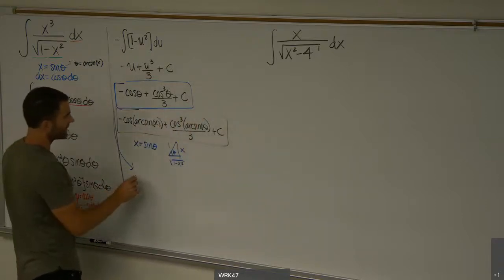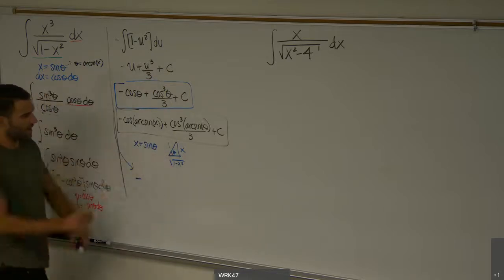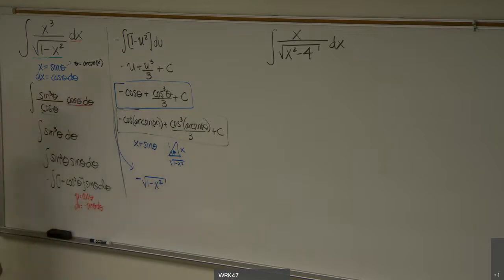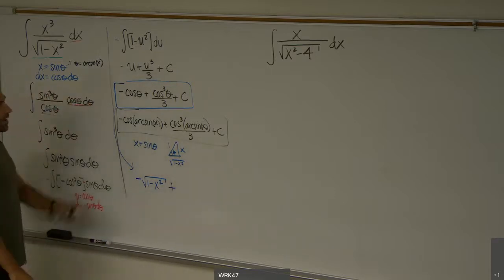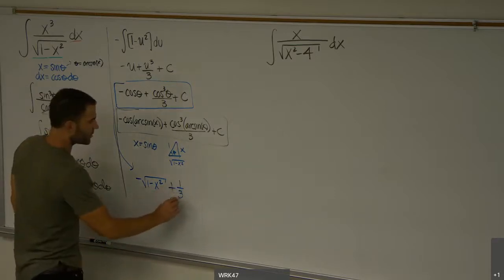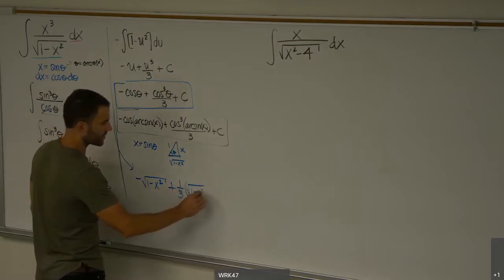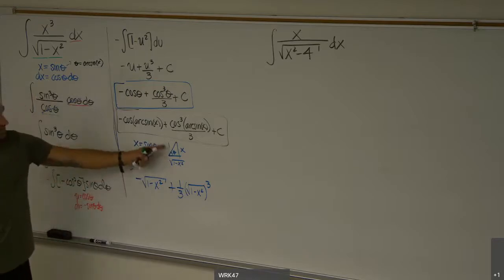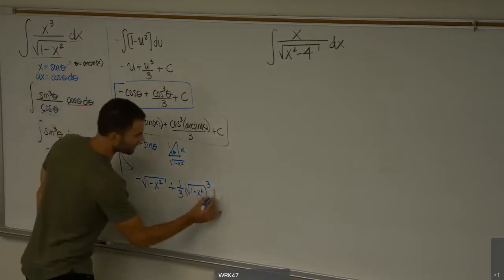We can write it as negative cosine of theta, which is adjacent over hypotenuse. Negative square root of 1 minus x squared, over 1. Plus 1/3, I'll put the 1/3 in front, and then cosine cubed. Well, then that's just the square root of 1 minus x squared cubed. Right, cosine is adjacent over hypotenuse. I'm cubing cosine, so cubing this expression, and then plus c.